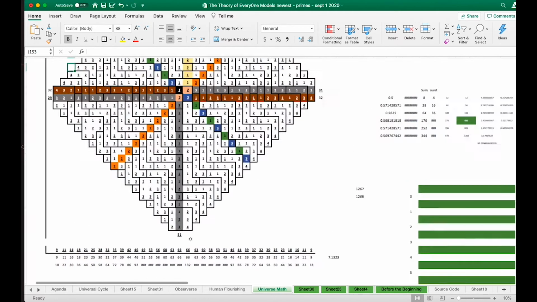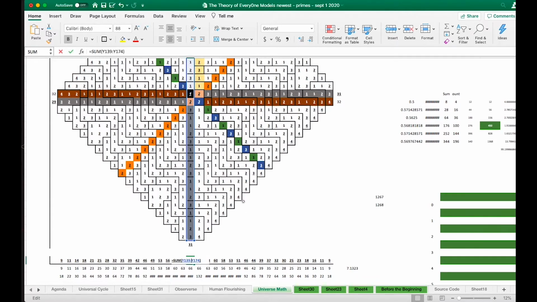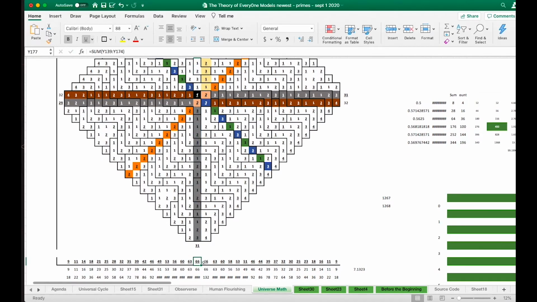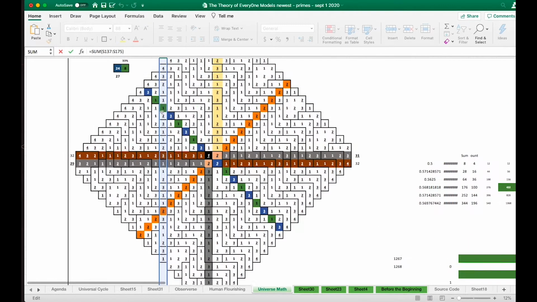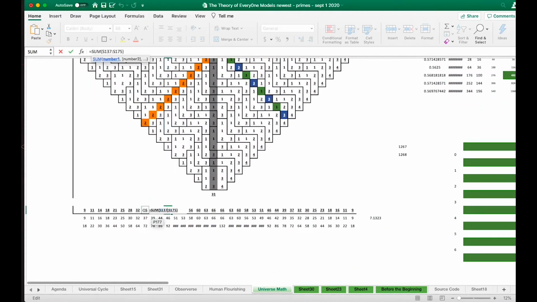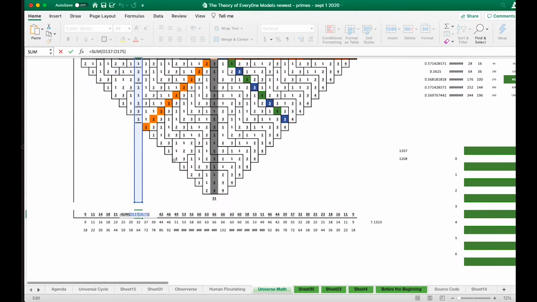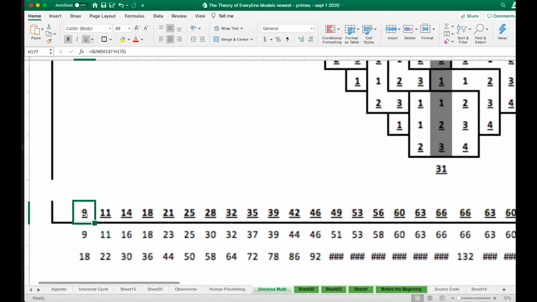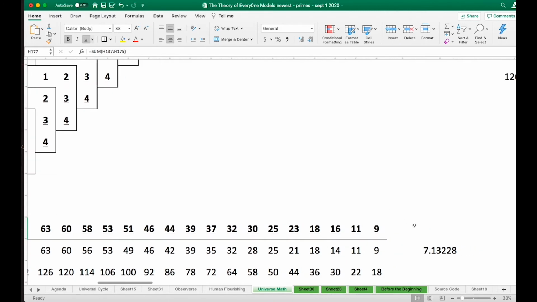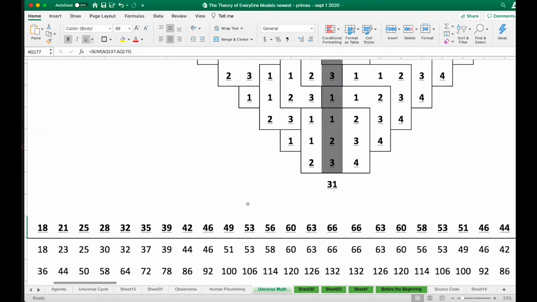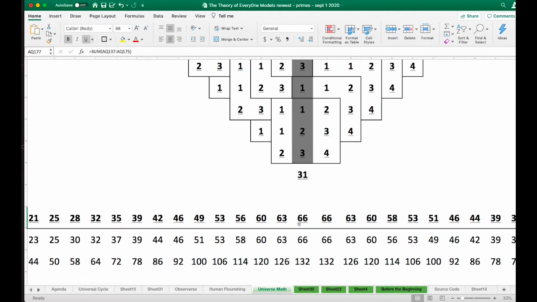But you can see here, 66 and 66. It's the only number that repeats right next to itself. And so you can see that this is the sum of that layer, and this is the sum of that layer. And it starts with 9. It ends with 9. Obviously, that makes perfect sense.